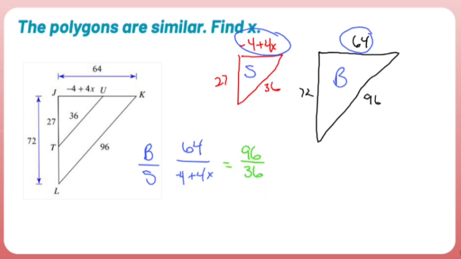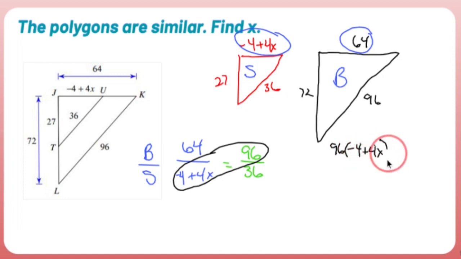Now I have a proportion, and whenever you have a proportion, you do crisscross applesauce. So we are going to multiply -4 plus 4x times 96. And when you do that, you have to make sure you set up a distributive property problem because this is two separate things being added together. -4 plus 4x. Then you have an equal sign, and you multiply these two numbers together. 64 times 36 is 2,304. I did that in my mind.